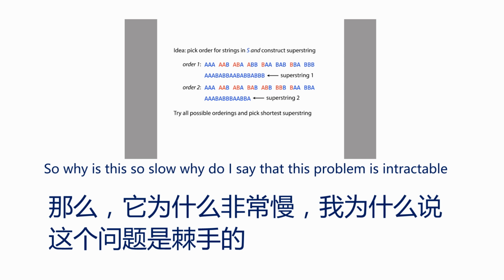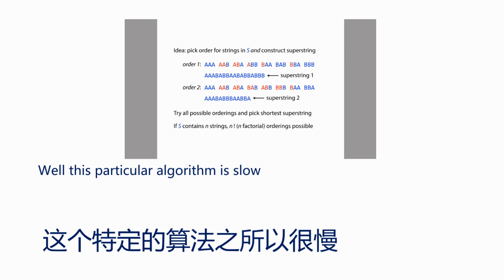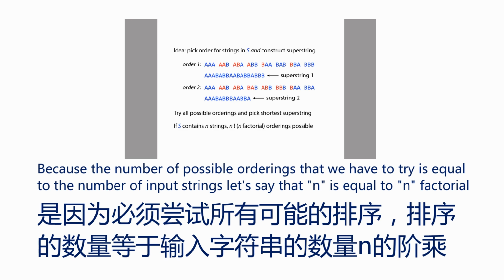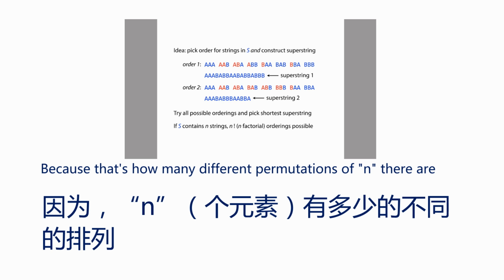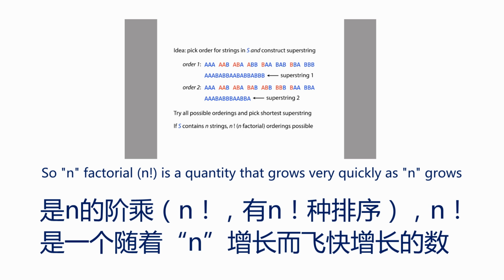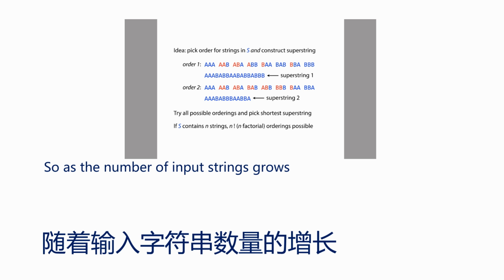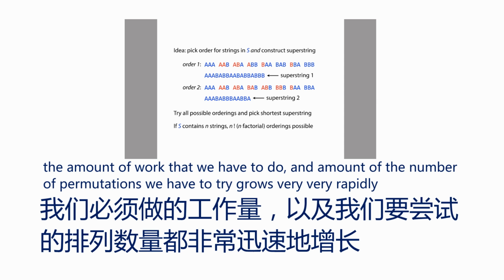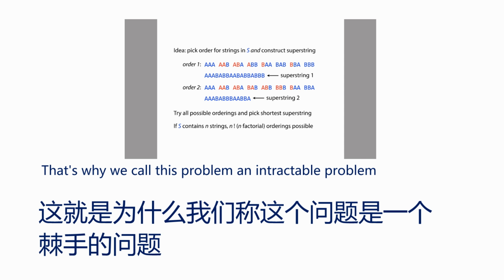So why is this so slow? Why do I say that this problem is intractable? Well, this particular algorithm is slow because the number of possible orderings that we have to try, if n is the number of input strings, is equal to n factorial, because that's how many different permutations of n there are. n factorial is a quantity that grows very quickly as n grows. So as the number of input strings grows, the number of permutations we have to try grows very, very rapidly. That's why we call this problem an intractable problem.